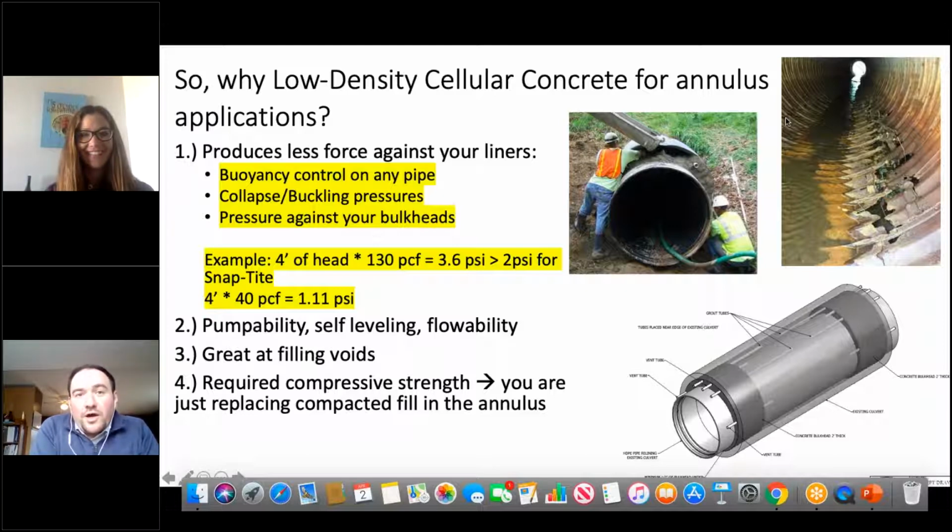So when you're talking about making sure you fill a void, it's the annulus, but also the voids behind the host pipe. You're re-engaging that backfill envelope, and that's hypercritical in any lining situation.